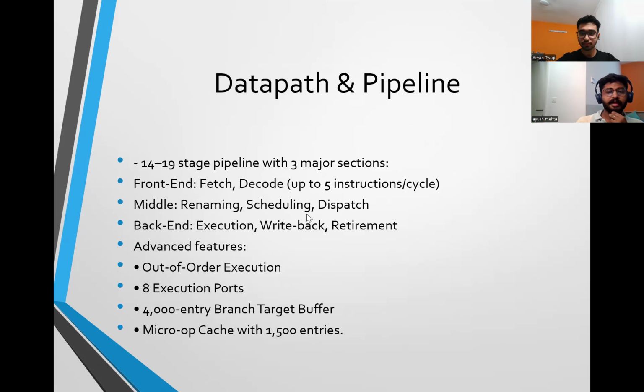The Skylake pipeline consists of around 14 to 19 stages, which are divided into three major sections: the front end, the scheduler, and the back end. It utilizes out-of-order execution and features 8 execution ports, which allow multiple instructions to be processed simultaneously. Another key feature is the micro-op cache, which stores decoded instructions, enabling faster reuse and improving both performance and power efficiency. Now that we have explored how data flows through Skylake, let's move on to understand its memory hierarchy.